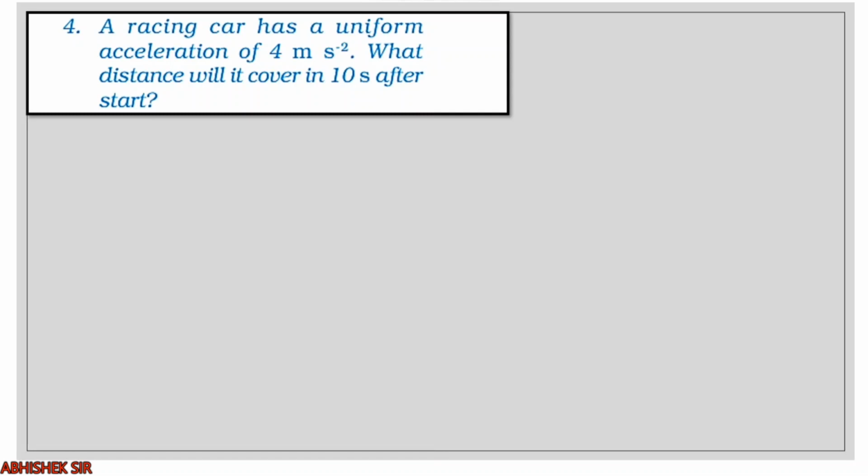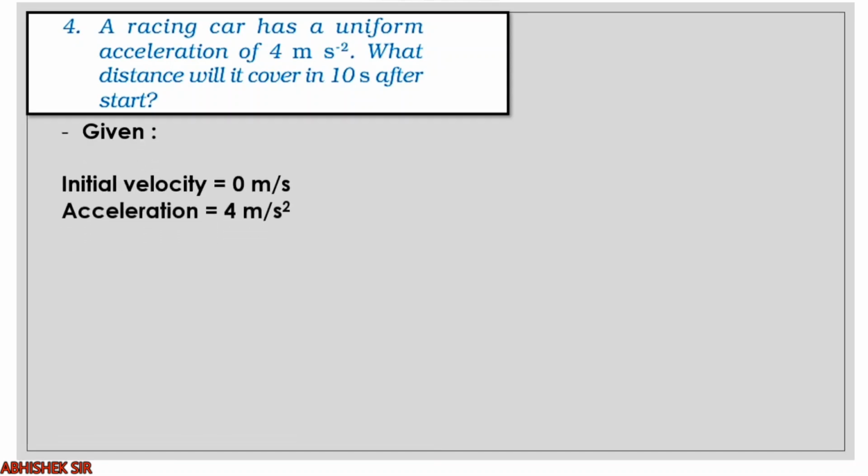Moving further. A racing car has a uniform acceleration of 4 meters per second square. What distance will it cover in 10 seconds after start? See, after start, that means initial velocity is 0. Acceleration given is 4 meters per second square. Time given is 10 seconds. And distance traveled we are finding. Clear? So every piece of information is given.